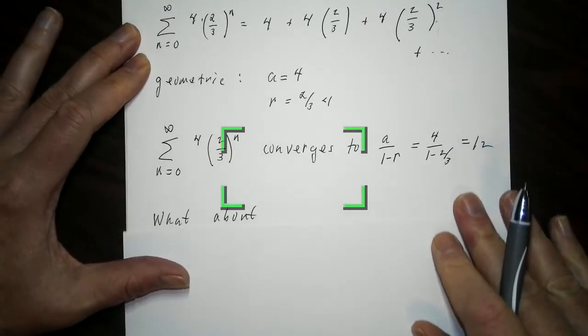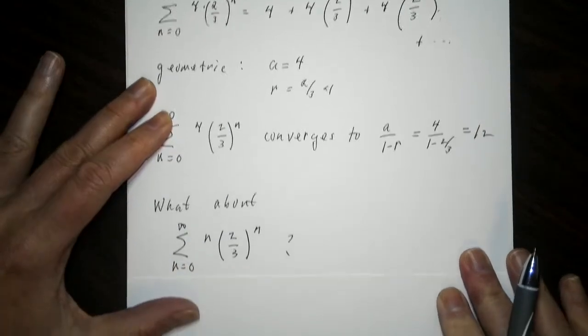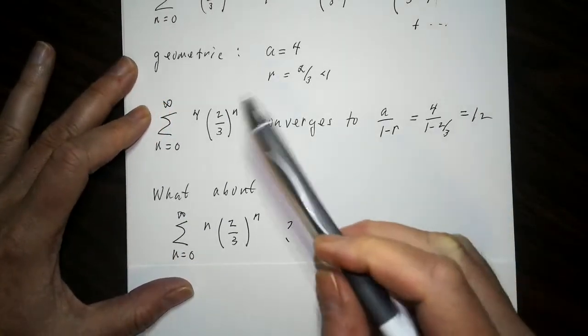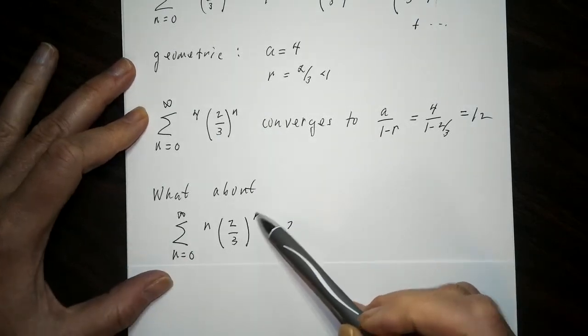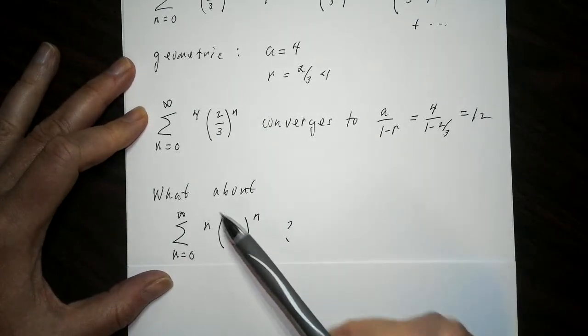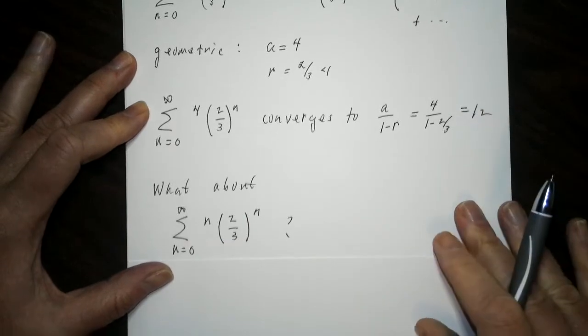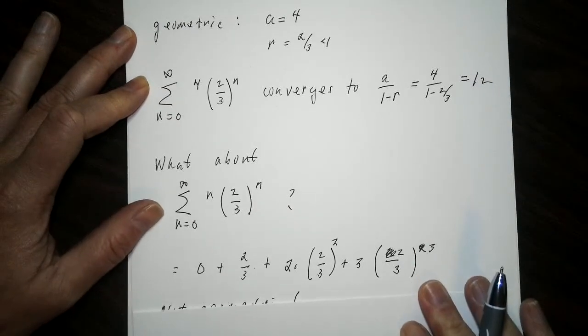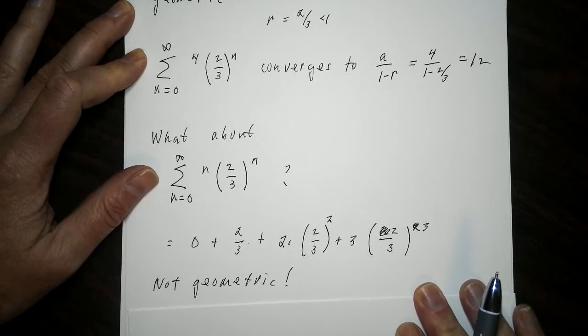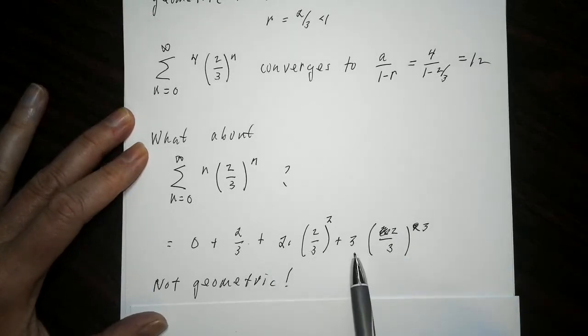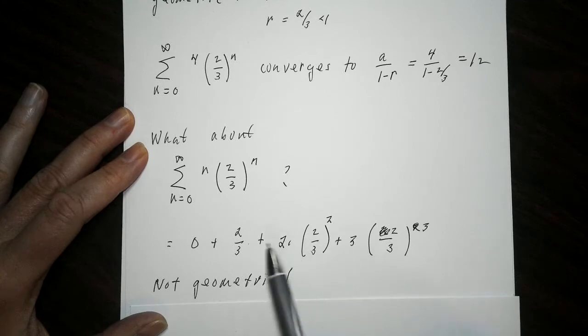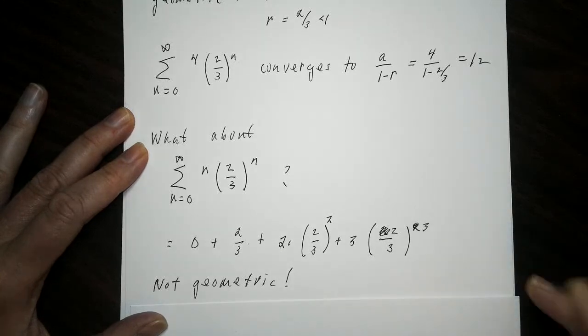Now let's say we modify this series just a little bit. Instead of 4 times 2/3 to the n, we have n times 2/3 to the n, summed from 0 to infinity. If you write down the first few terms in this series and look at the ratios, you'll ascertain that this is not a geometric series.